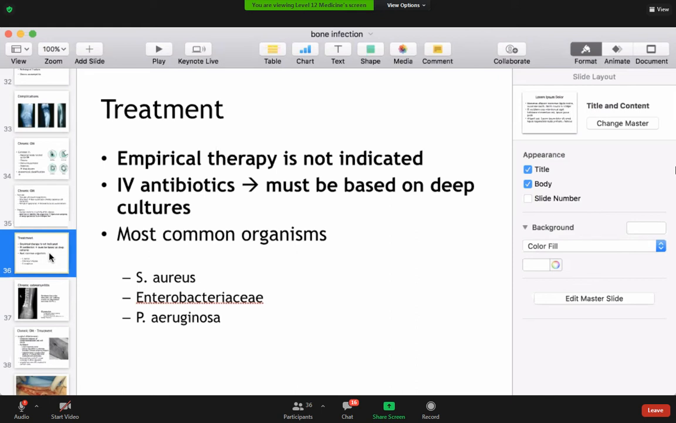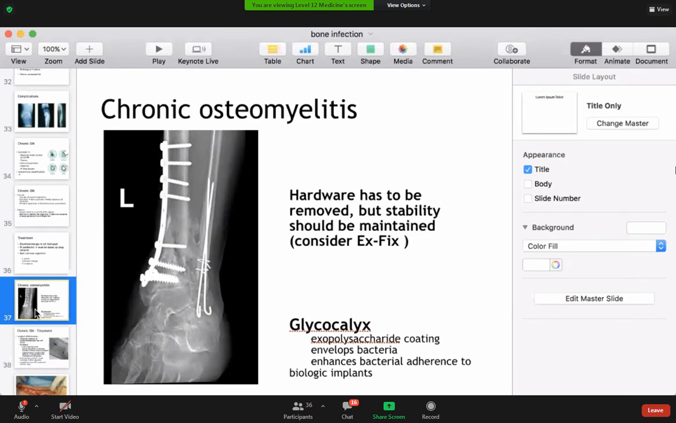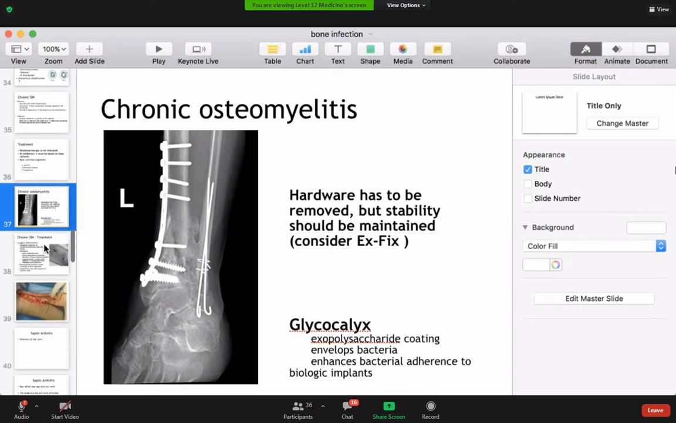Most common organisms, as you mentioned, Staph aureus, and then E. coli, and then P. aeruginosa. If you have chronic osteomyelitis in the presence of hardware, this hardware needs to be removed because the bacteria will form a glycocalyx envelope, which is formed of polysaccharides, and that envelope or coating will prevent antibiotics from reaching the organism. So you have to remove the implant and make sure that this is not causing resistance of response to antibiotics.